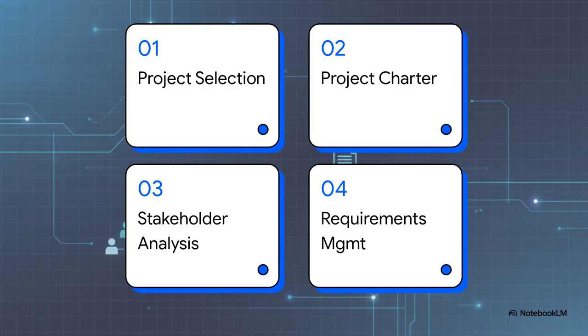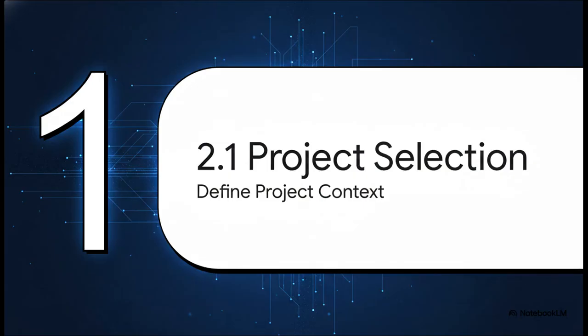Here's exactly what we're covering today. Project selection, the project charter, stakeholder analysis, and requirements management. This is the exact enterprise path you'll take inside PM Molly, so let's just jump right in, shall we? All right, starting off with Section 2.1, Project Selection. This is where we define the project context and authorize its creation.